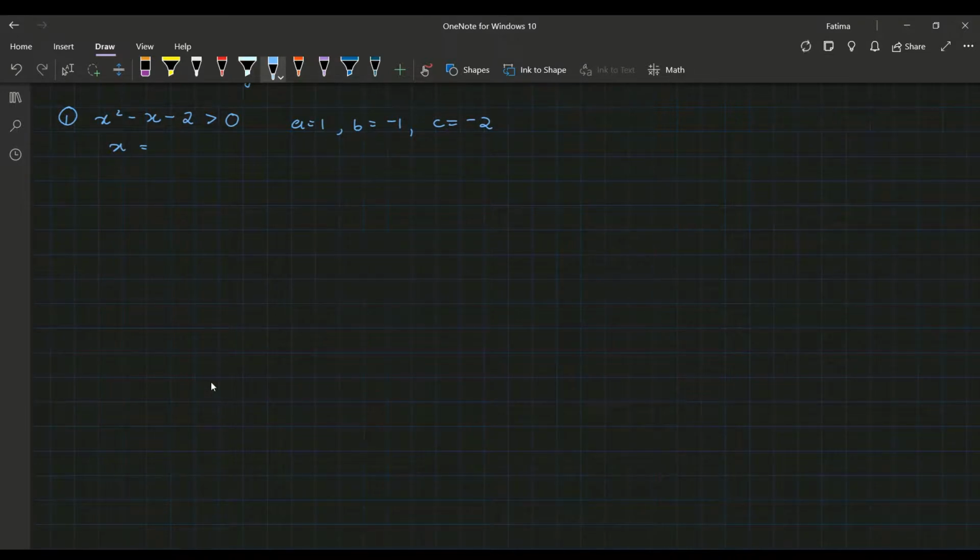So when I apply this in the quadratic formula, I should get two values of x. One of them will be 2, the other one will be minus 1. 2 being the big value and minus 1 being the smaller value. Now, because the inequality is greater than 0, my range of answers would be in two parts, where x is less than the small value and x is bigger than the big value. So that would be x less than minus 1 and x greater than 2.